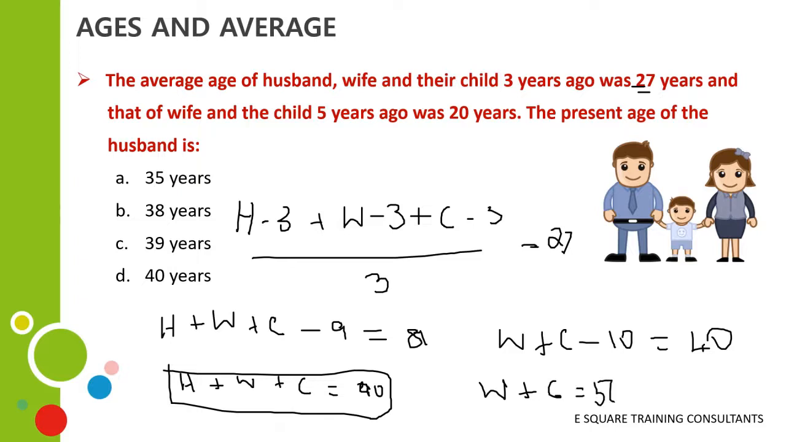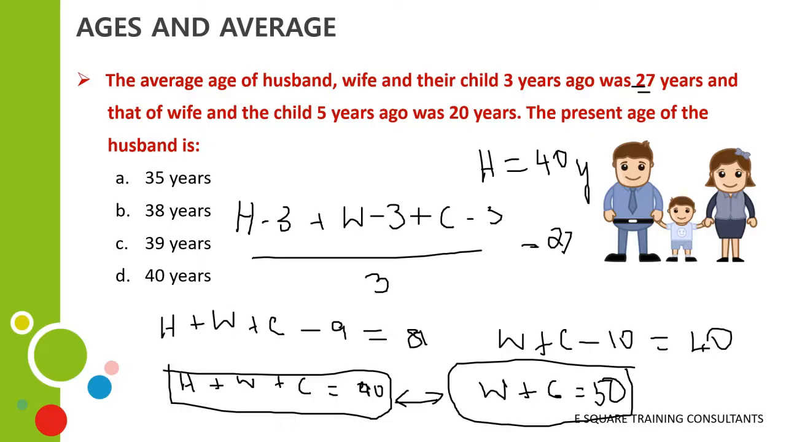Now I have two equations. One of the equation takes the count of husband, wife and child as 90 years and the other equation takes the count of age of wife and child as 50 years. From these two equations I can directly say that the present age of husband will be 90 minus 50 which is 40 years. So the present age of husband is what I'm supposed to find and that will be 40 years from the equation. So option D.